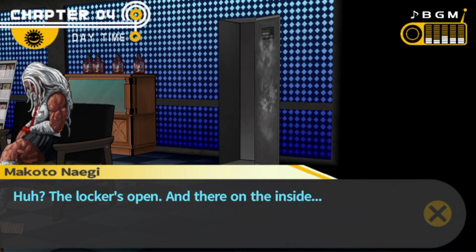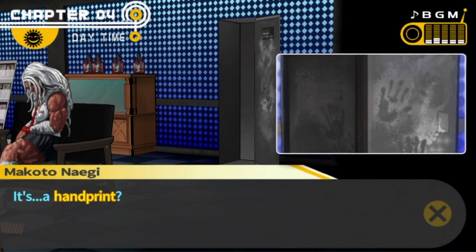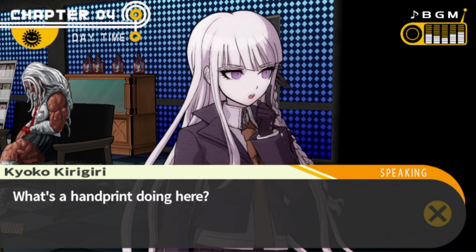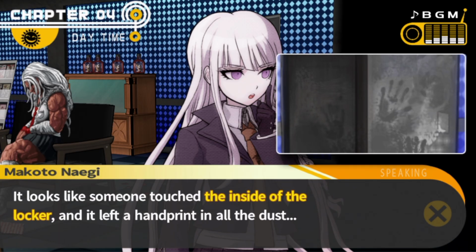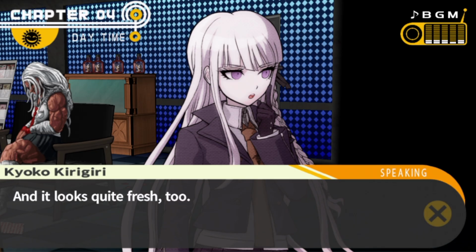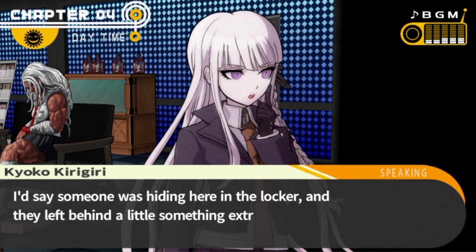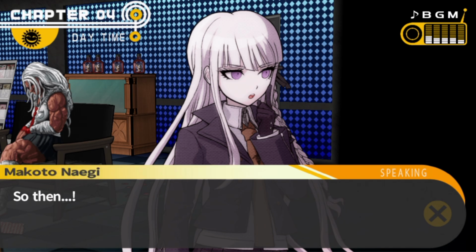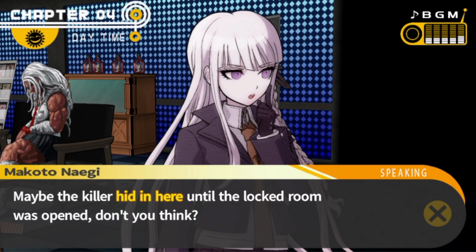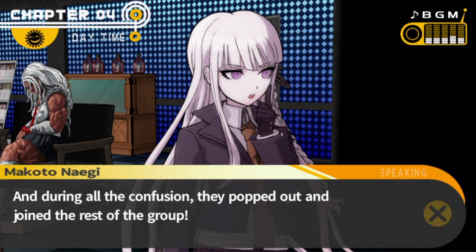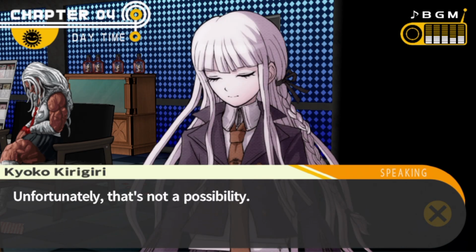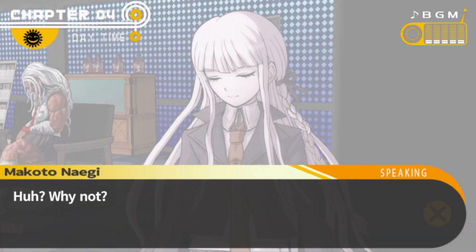The locker's open, and there on the inside, it's a handprint? What's a handprint doing here? It looks like someone touched the inside of the locker, and it left a handprint in all the dust. It's true. And it looks quite fresh, too. I'd say someone was hiding here in the locker, and they left behind a little something extra. So then, maybe the killer hid in here until the locked room was opened, don't you think? And during all the confusion, they popped out and joined the rest of the group. Wrong. Unfortunately, that's not a possibility.